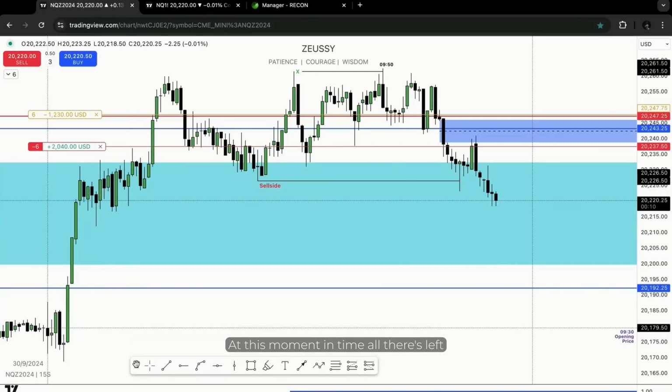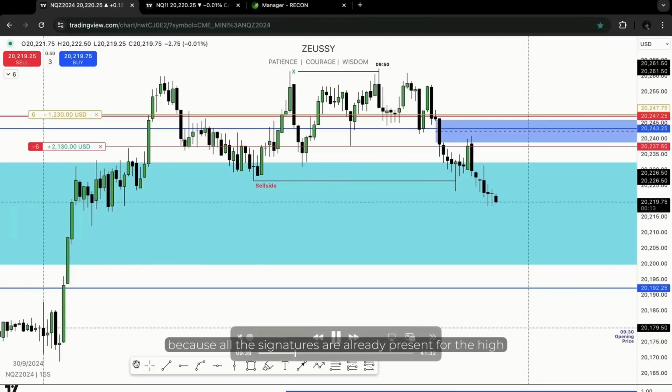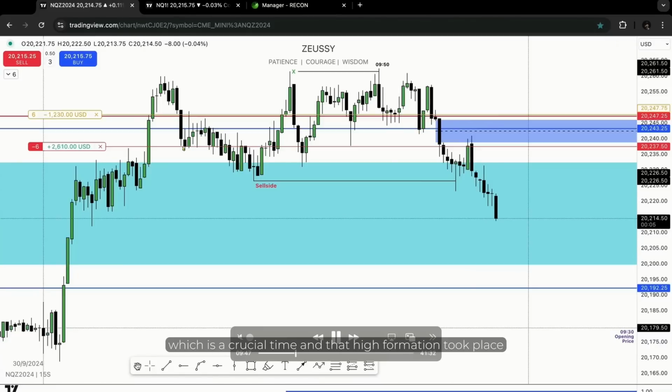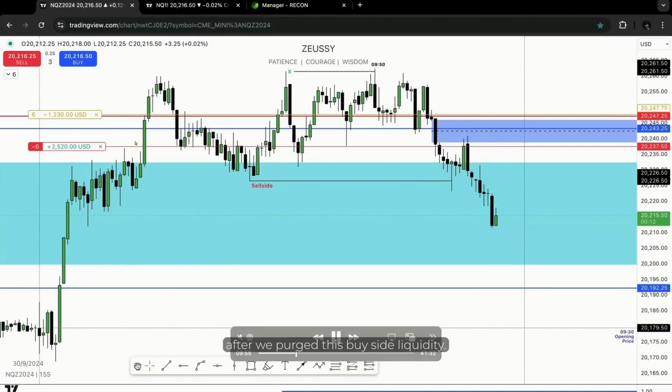At this moment in time, all there's left to do is wait for the market to deliver, because all the signatures are already present for the high to have formed at 9:50 right here, which is a crucial time, and that high formation took place after we purged this buy-side liquidity.